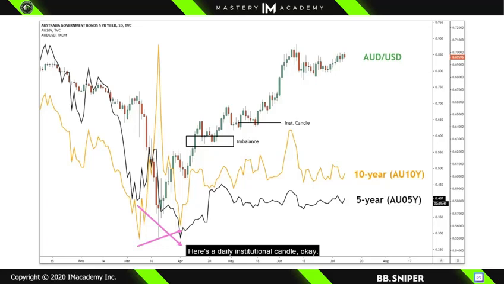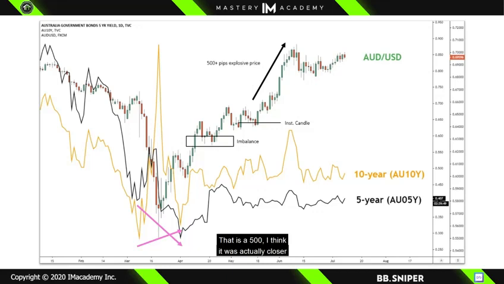Here is a daily institutional candle. Okay, there's that down candle prior to the up move there. Price casually comes back into that, and smart money was able to reaccumulate and then mark it up again moving forward. So looking at that markup, right in there, very explosive price. That is a 500. I think it was actually closer to 6 or a little bit more than 6, but I went ahead and rounded it down to 5.